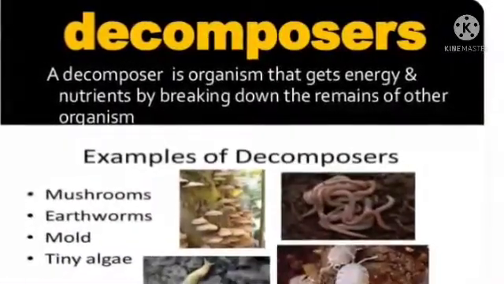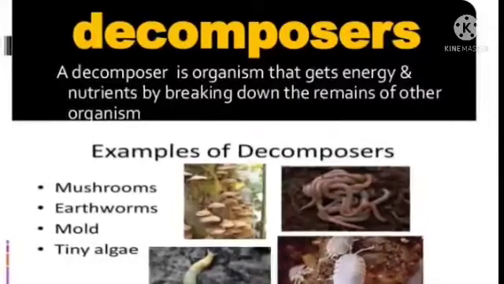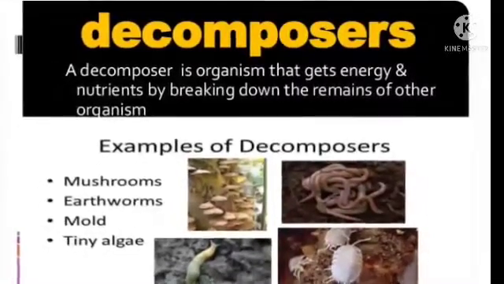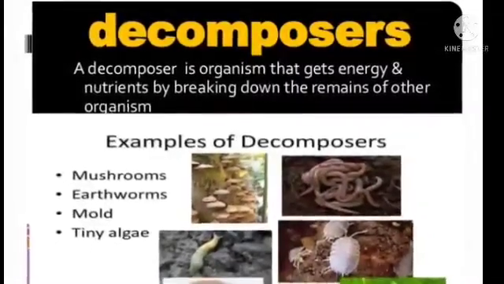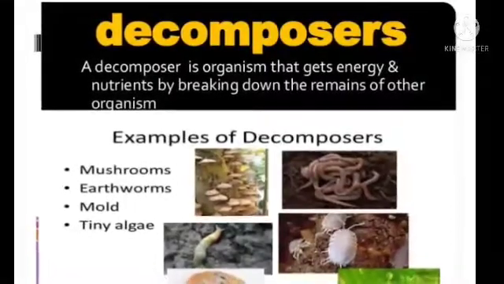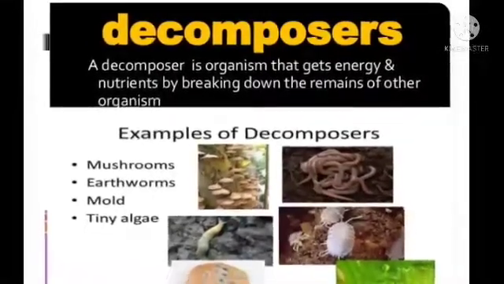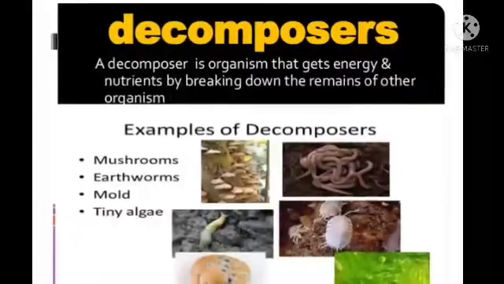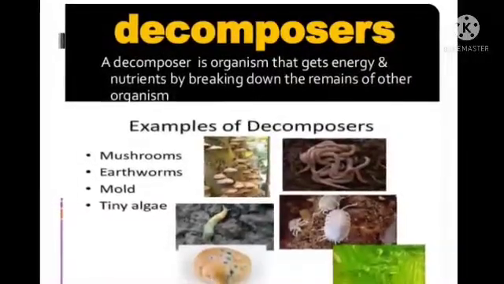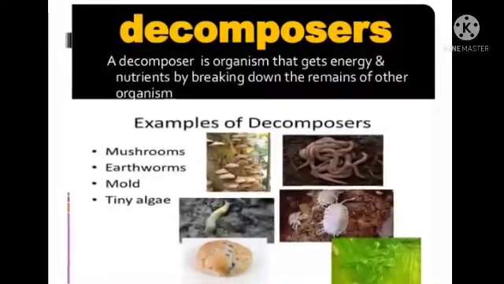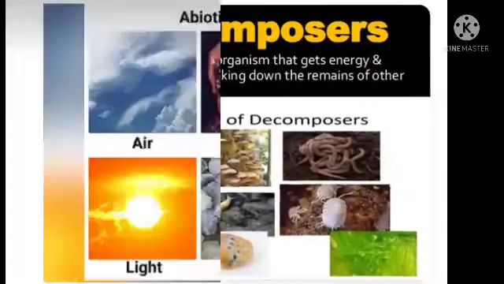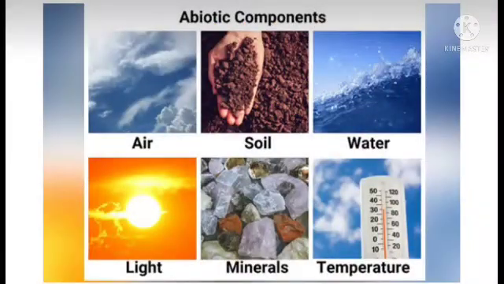And the third one is decomposers, which are the microorganisms which decompose dead plants and animals. They decompose complex organic substances into simple inorganic substances in the soil, which are again used by plants. The second component is abiotic component, which are the non-living components like air, water, soil, minerals, etc.